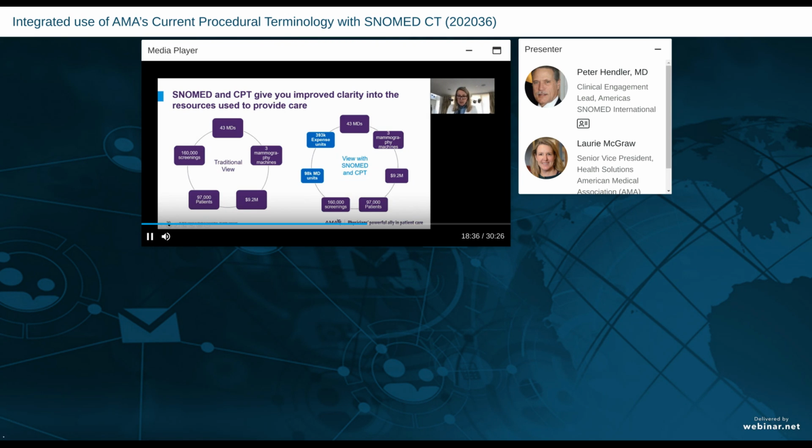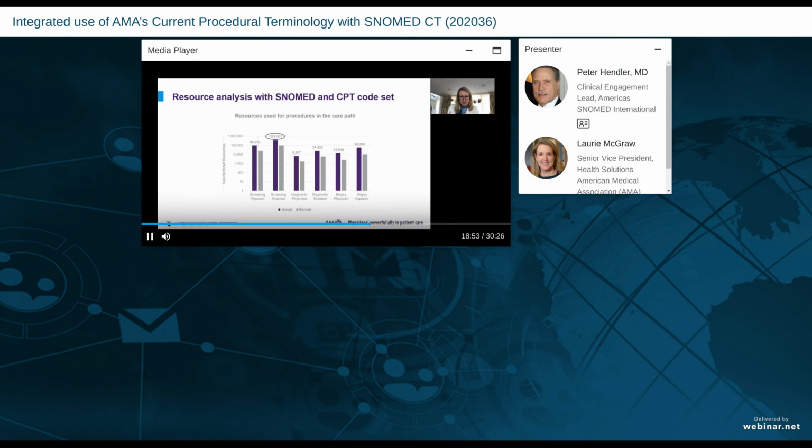As you might imagine, when you have improved clarity of resource usage, you have an improved ability to use them efficiently. Now let's go back to analyzing the care pathways of the breast cancer population. This chart here shows you a view of both physician and expense resources that are used at each stage of the diagnosis. Now, it's easy to see here that one of the steps, the breast cancer screening, is consuming a lot of resources.